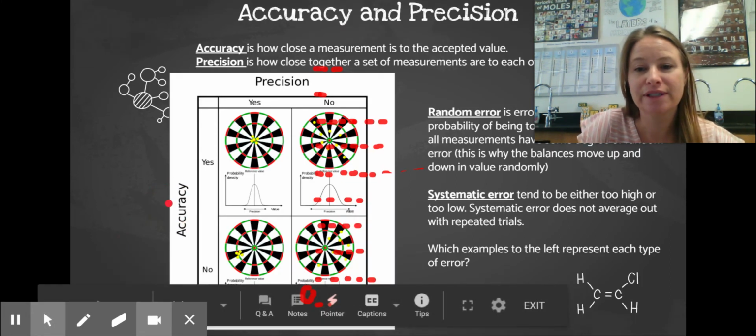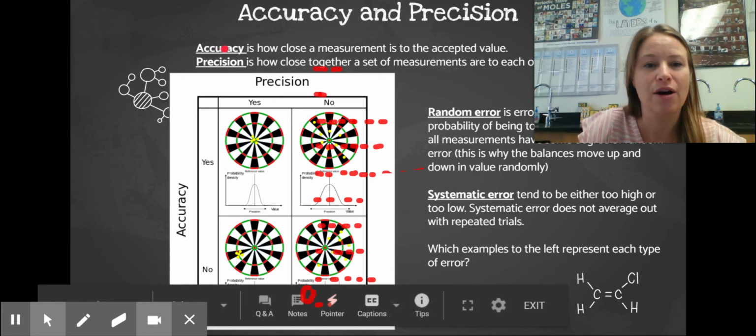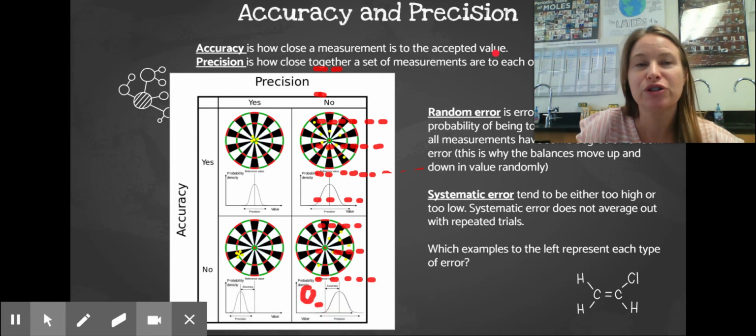All right, accuracy and precision. Accuracy is how close a measurement is to the accepted value. In chemistry, we have measured the density of aluminum. What we should have got, I believe, is 1.79 grams per milliliter, and what we usually get is just slightly less than that. So let's say we got 1.75. How close we are to that actual accepted value is our accuracy.